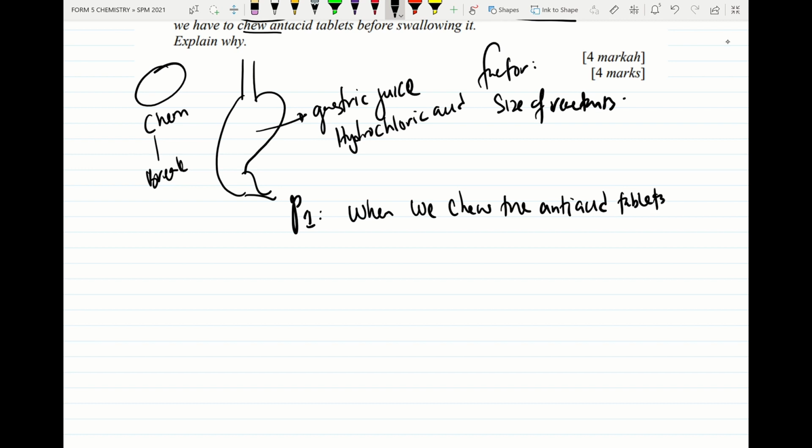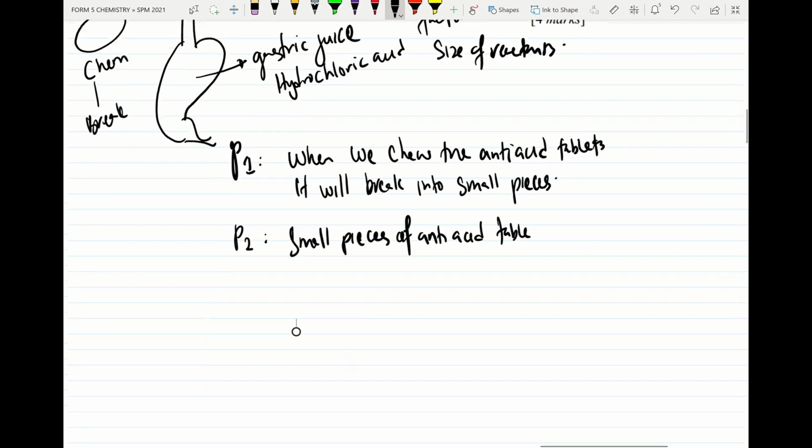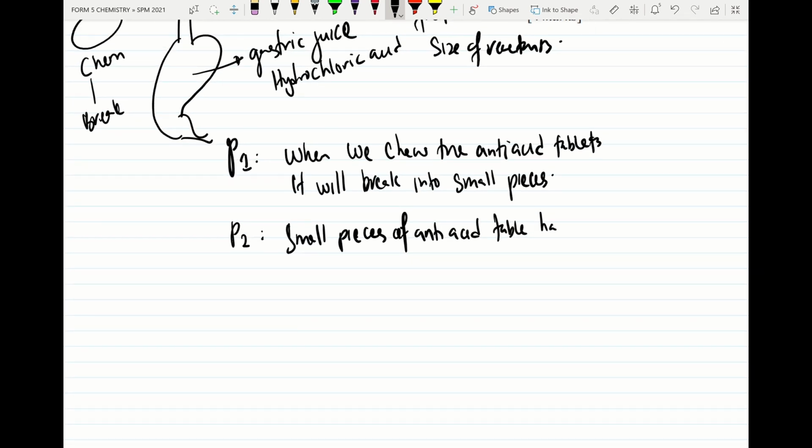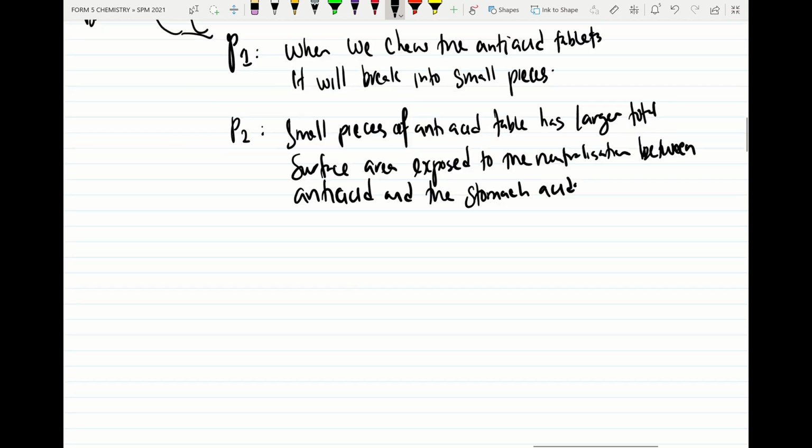All right, so first, point number 1, when we chew the antacid tablet, it will break into small pieces. Point number 2, small pieces of antacid tablet have larger total surface area exposed to the neutralization between antacid and the stomach acid.